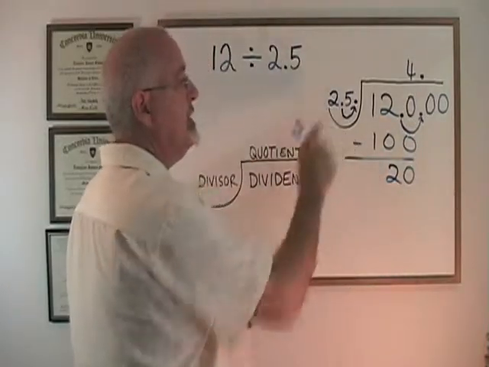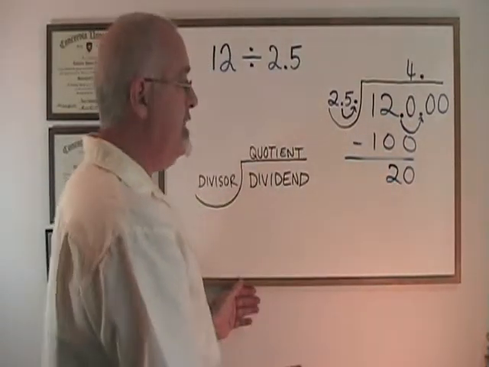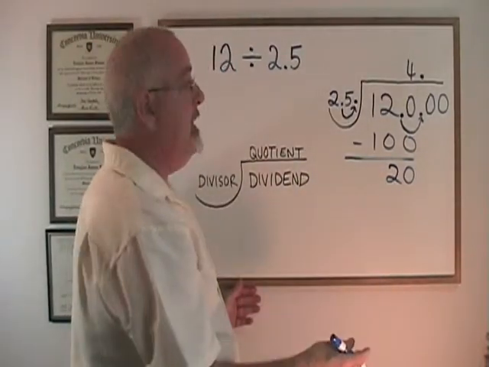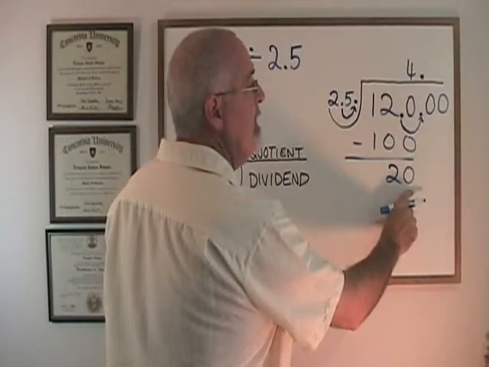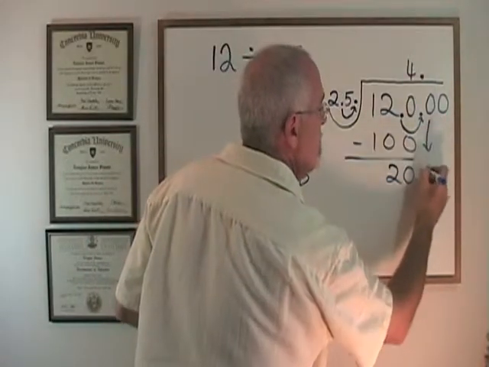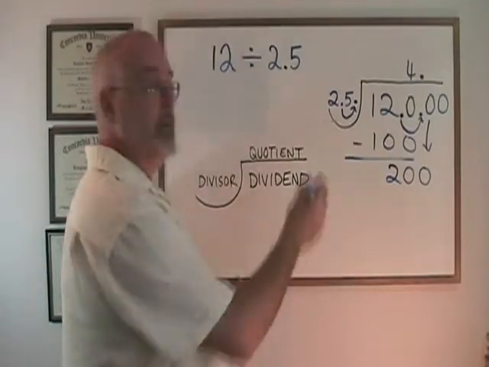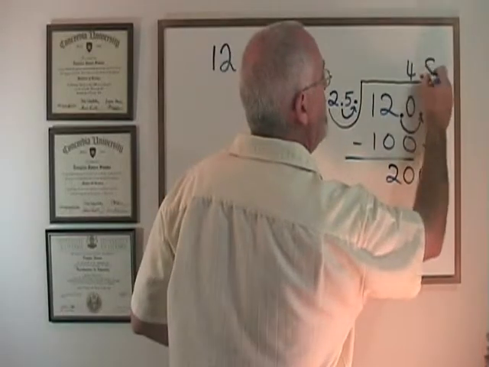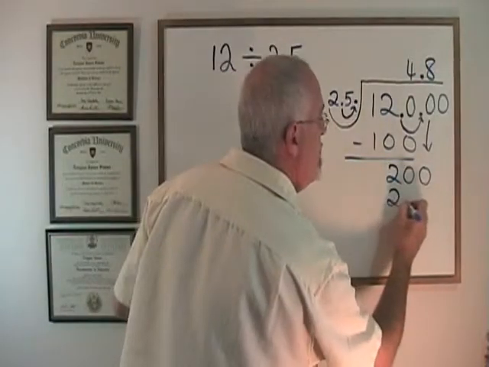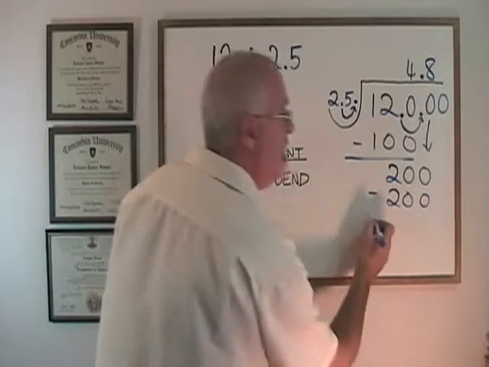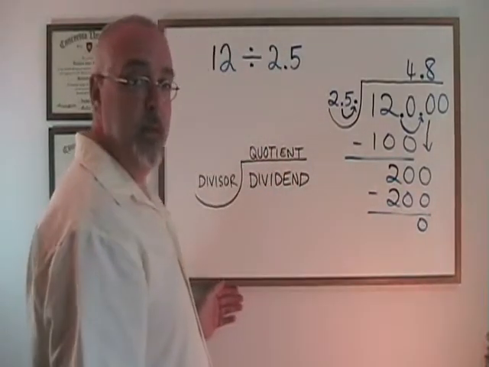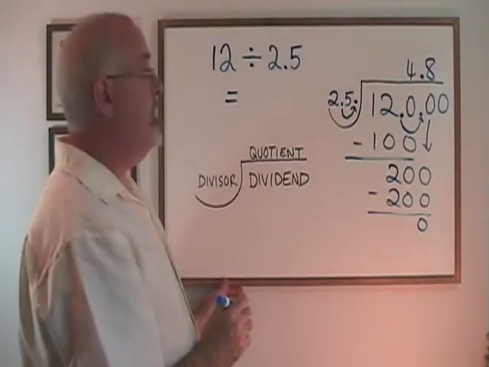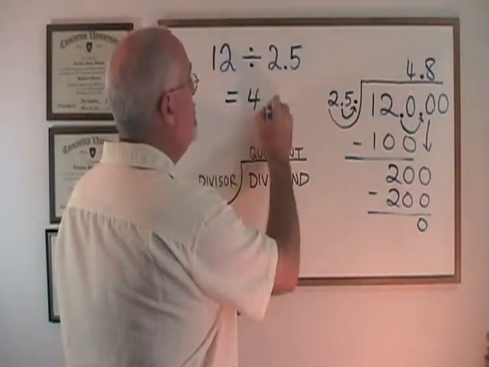And this number has to be smaller than my divisor. It is. Therefore, 25 will not fit into 20. I already know that. I have to make this number bigger. I have to slide one of these zeros down. And I ask, does 25 fit into 200? Yes, exactly 8 times. I write the 8 here. 8 times 25 is 200. I subtract, and I get 0, which means I am finished. Therefore, the answer to 12 divided by 2.5 is 4.8.